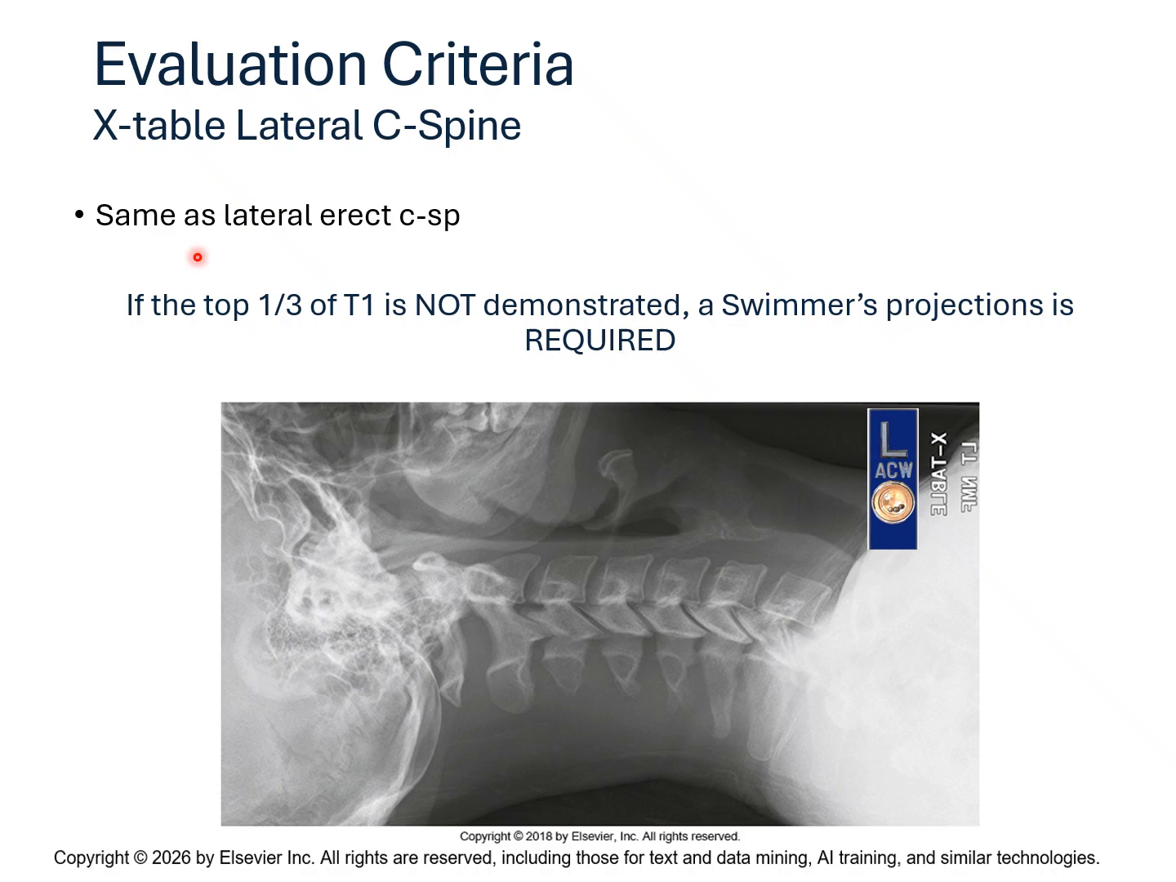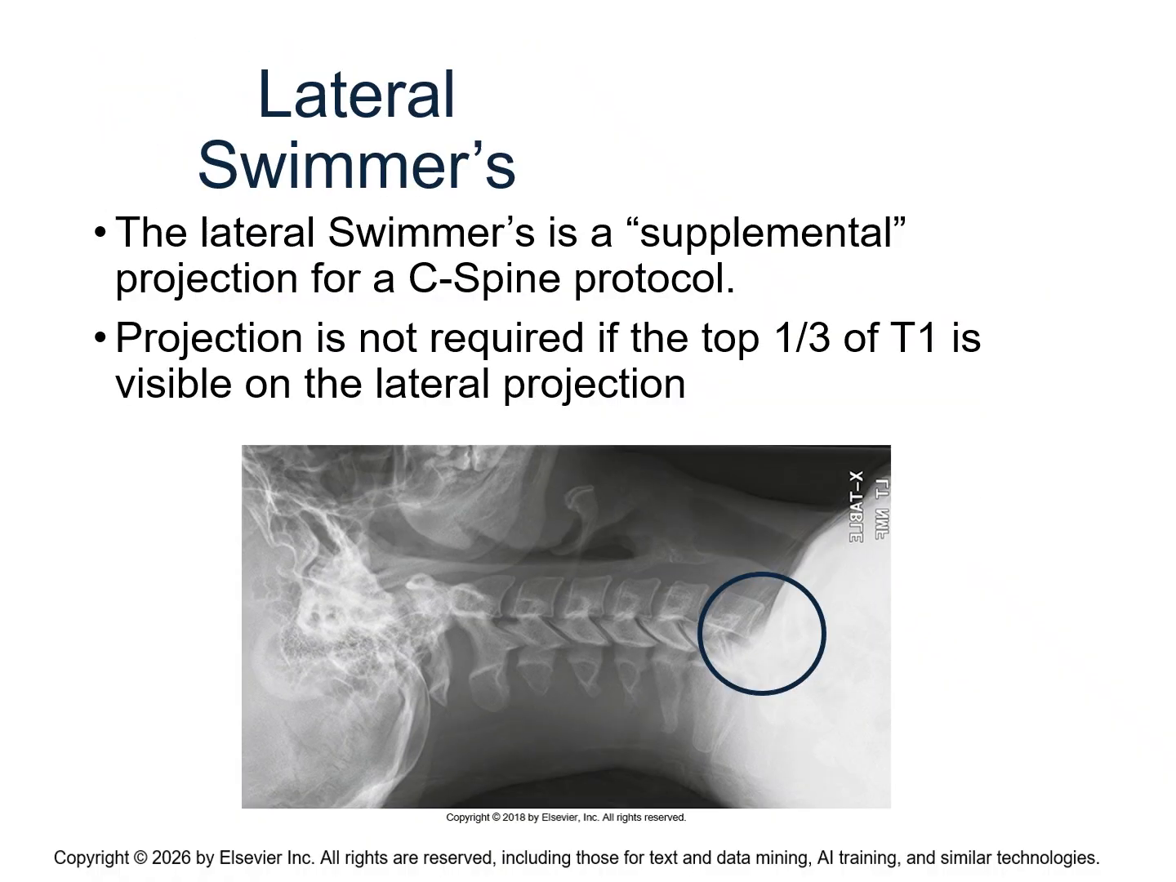Okay, so again, the criteria for lateral C-spine is, do I have those zygapophyseal joints on there? Yes, I do. Do I have C1 through T1? So 1, 2, 3, 4, 5, 6, 7, T1. I don't really see a third of the body. It gets kind of lost there. And so if I don't see it, that means I need to make my own determination that I'm going to do the swimmer's projection.